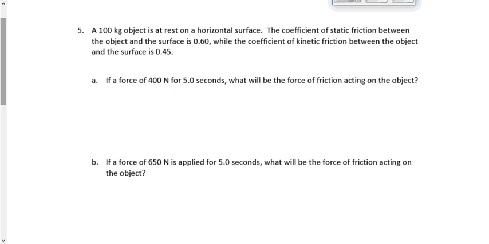All right, I'd like you to have a look at your worksheet. Same worksheet. This time, question number 5, please. All right, let's have a look at number 5 now. It says a 100-kilogram object is at rest on a horizontal surface. The coefficient of static friction is 0.6. Kinetic friction is 0.45. We push with 400 newtons for 5 seconds. What's the force of friction acting on the object?